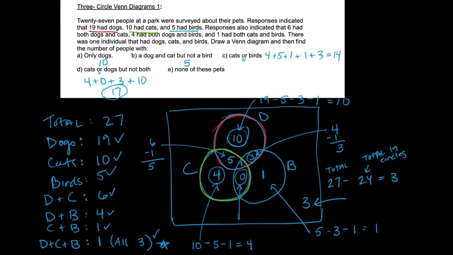And then the last one, none of these pets, we've already answered that when we did our Venn diagram, because the 3 on the outside, it was a good thing that we found that number because that refers to the number of people that don't have any of these pets. So that answer is just 3.